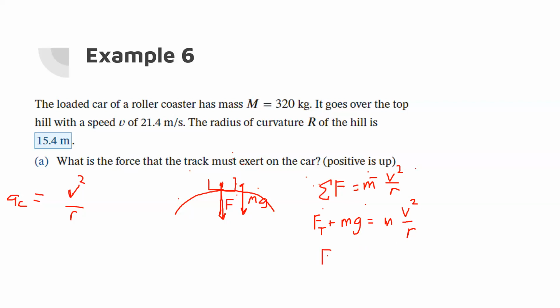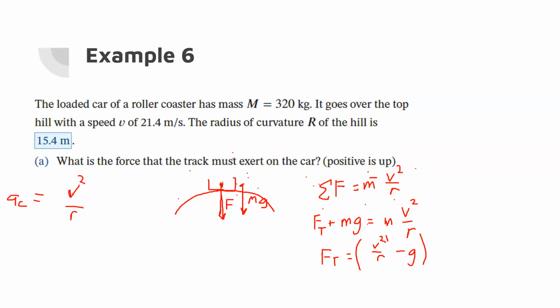And I can solve that pretty easily just by moving over that mg. M times v squared over r. And actually, I'm going to factor out that m and do it like this: v squared over r minus g. Now, in this case, I did assume that the force is pushing down, but it could just as well be that the force is actually pushing up.